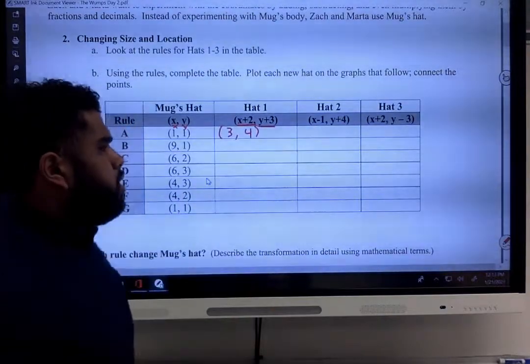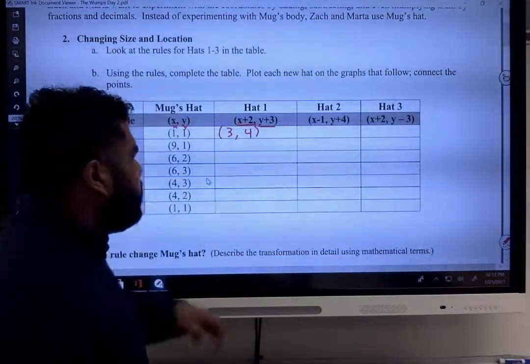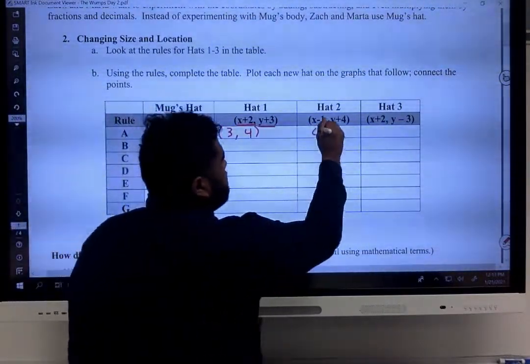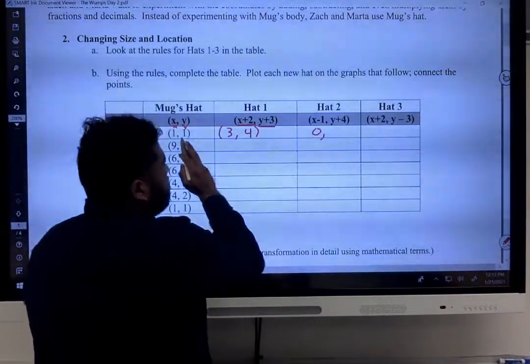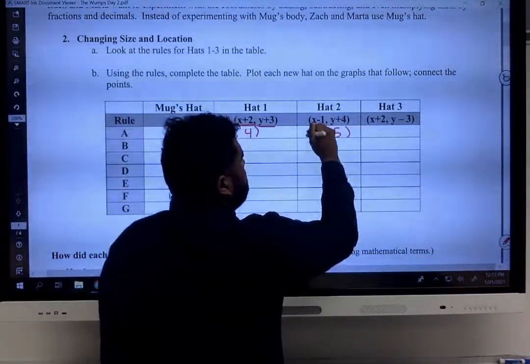Well, what about over here? This time it's telling me to subtract 1 from the x value. We start at 1, and then we subtract 1, so that's 0. We start at 1 for y, and we add 4, so that's going to give me 5.